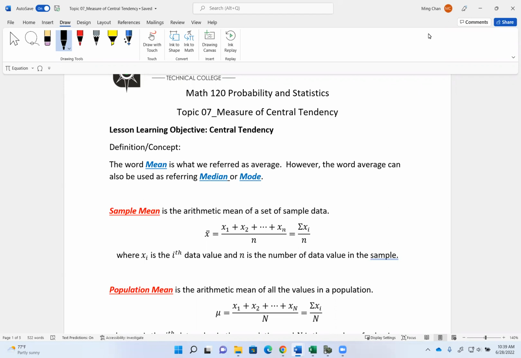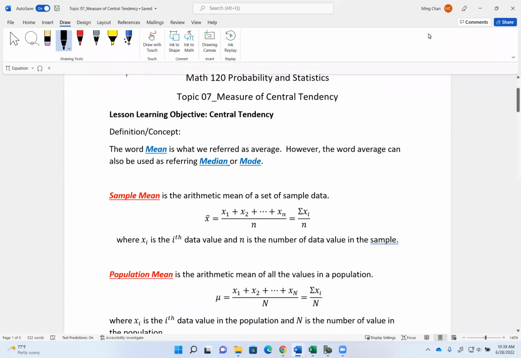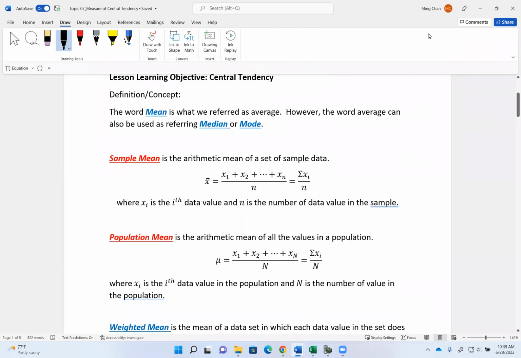If you want to find the mean, which is what most people call the average, we simply add up all the data and divide by how many we added. So that's what we normally think of as the average, but here we will use the word mean.